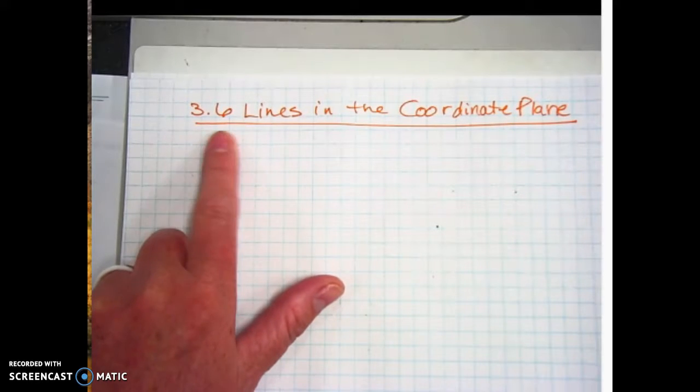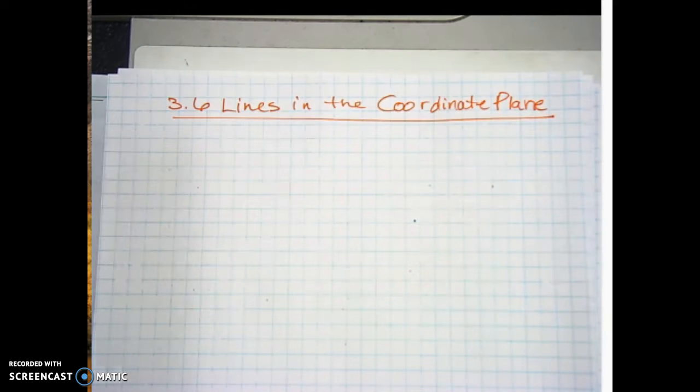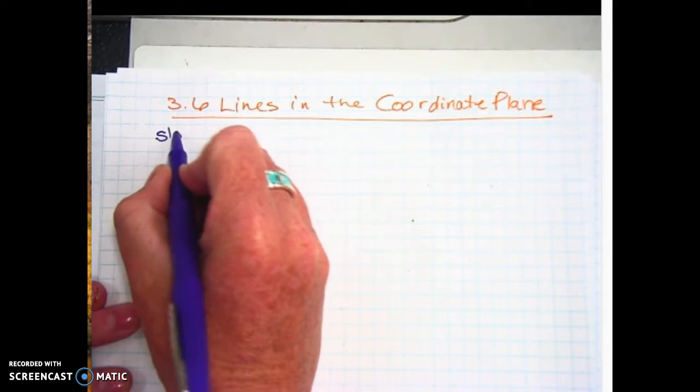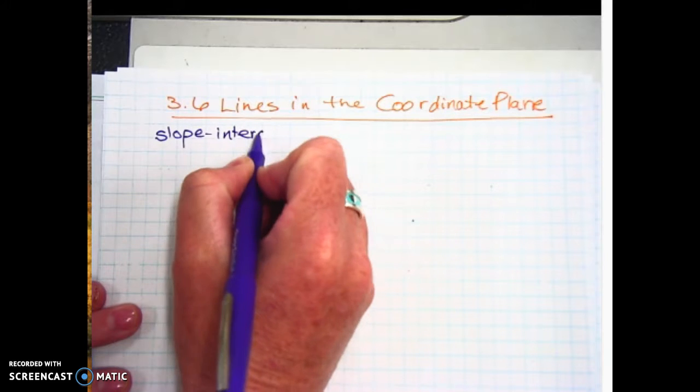So Chapter 3, Section 6 is called Lines in the Coordinate Plane. And we're going to go over two formulas. The first formula is called the Slope-Intercept Form.